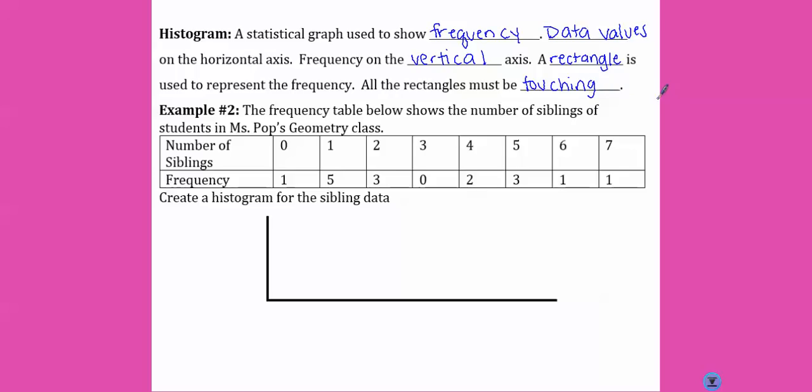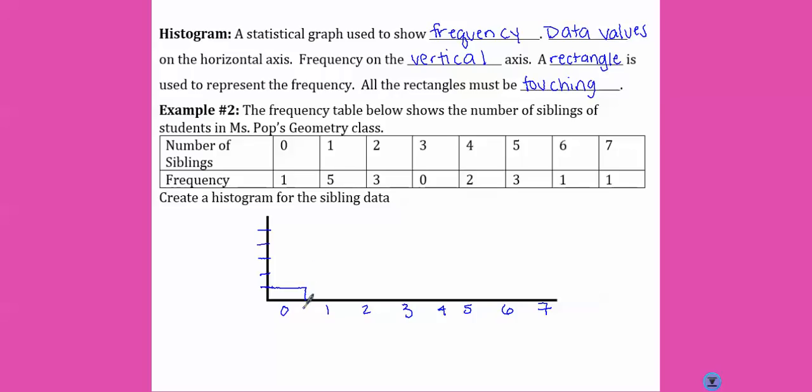So the frequency table below shows the number of siblings of students in my geometry classes. So we're going to put the number of siblings across the bottom: 0, 1, 2, 3, 4, 5, 6, 7. And then the highest amount of siblings I have is 5, so I'm going to label 1, 2, 3, 4, 5 on the side. So since one person has 0, our 0 rectangle will be 1 high. The line will come down about halfway between 0 and 1.